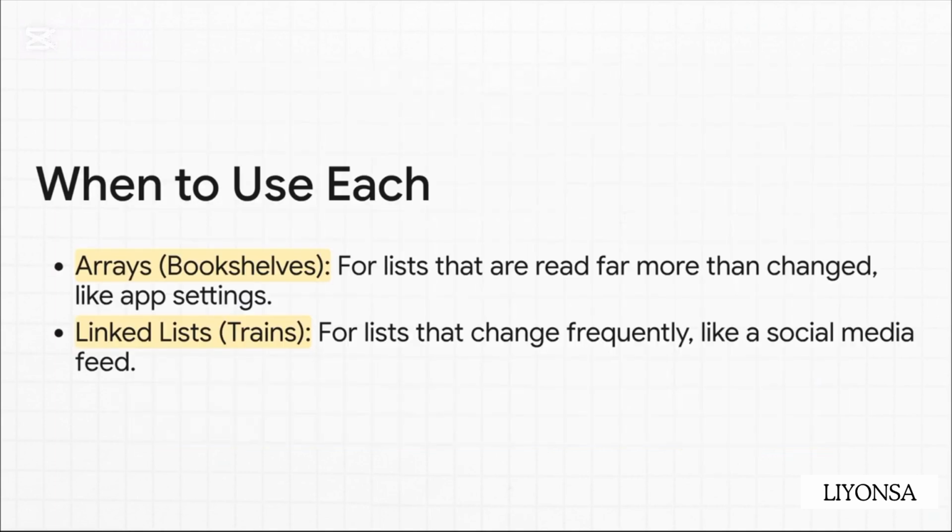So you'd use an array, the bookshelf, for something really stable, like an application's settings. You load them up once, and then you just read them over and over. But for something like a social media feed, where new posts are constantly being added right to the top, that's a perfect job for a linked list, the train. It's also great for something like a text editor's undo history, which is constantly growing and shrinking with every keystroke.